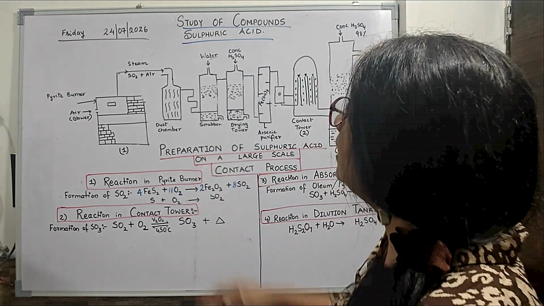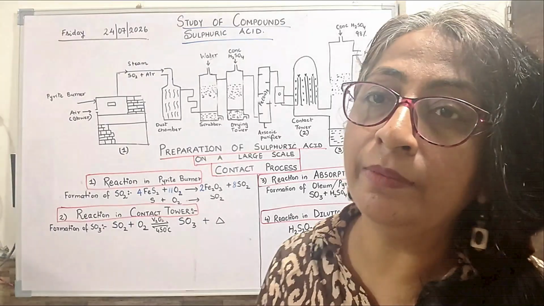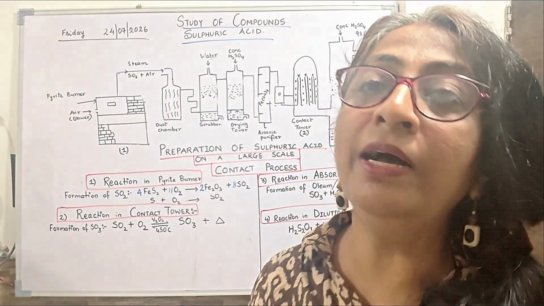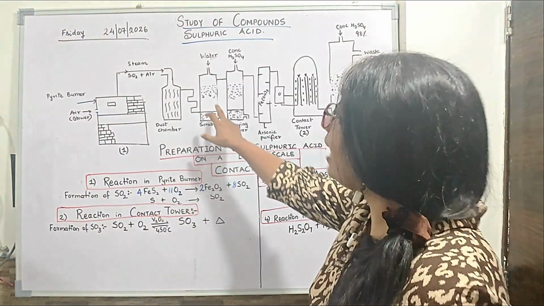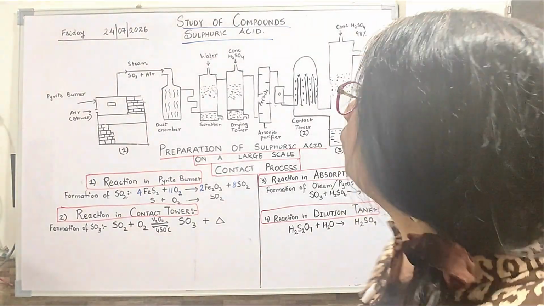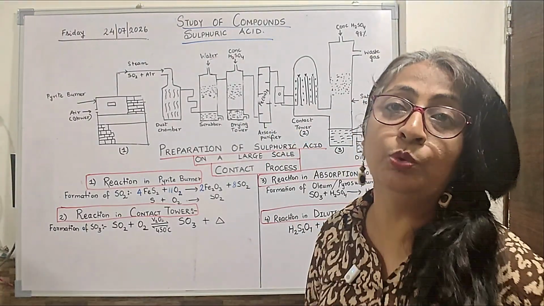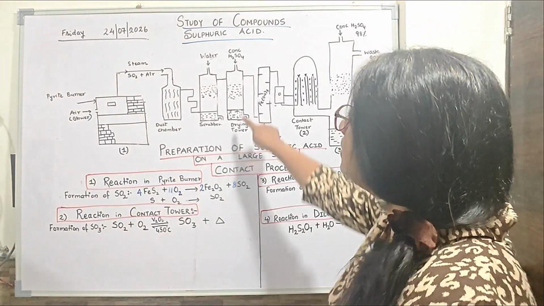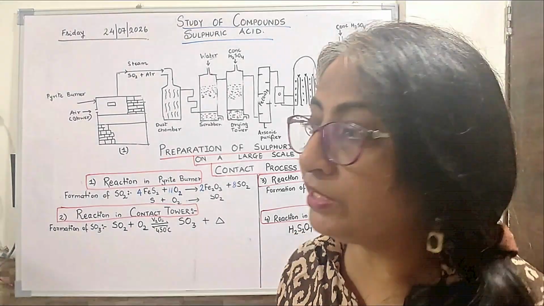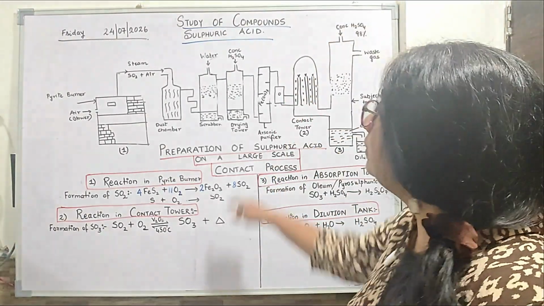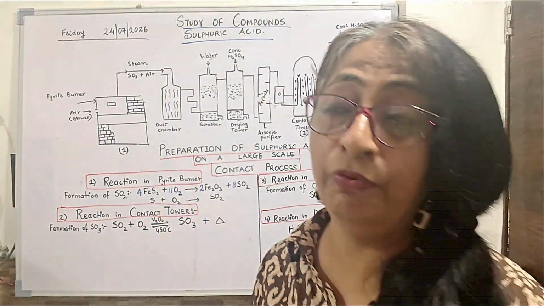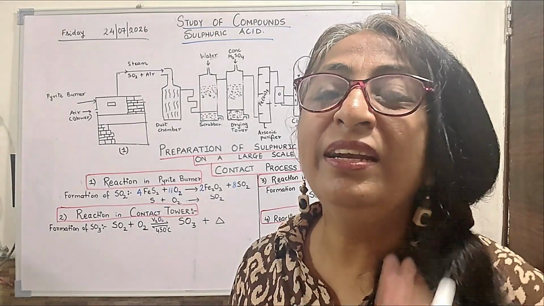But now the gas going forward is going to be moist, right? Because we have blown water in order to scrub the dust particles. So the gas that we want, sulfur dioxide, is going to be moist, and we cannot take a moist gas. So we need to pass it through another tower, known as a drying tower. In this drying tower, we make use of a drying agent, which is of course concentrated sulfuric acid.